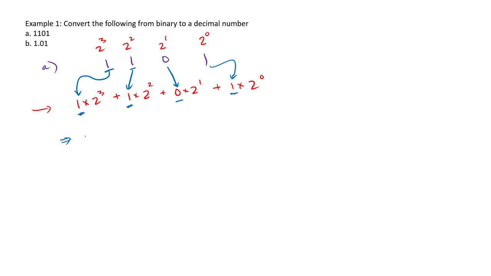So in this case, 1101 is equal to 1 times 2 to the third, or 8, plus 1 times 2 to the second, which is 4. 0 times 2 to the first is 0. And 1 times 2 to the 0 is 1. So 8 plus 4 plus 0 plus 1, that gives us 13.